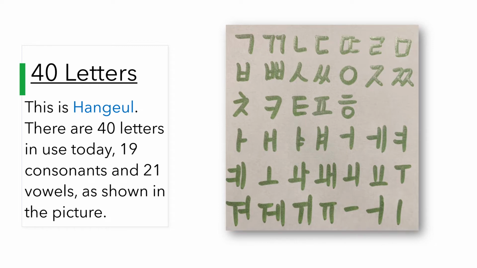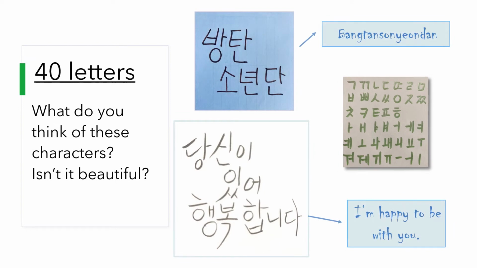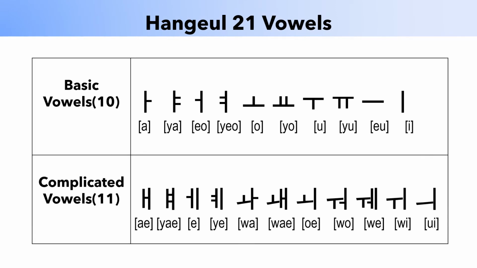This is Hangeul. There are 40 letters in use today, 19 consonants and 21 vowels, as shown in the picture. What do you think of these characters? Isn't it beautiful? There are 21 vowels: 10 basic vowels and 11 complicated vowels.